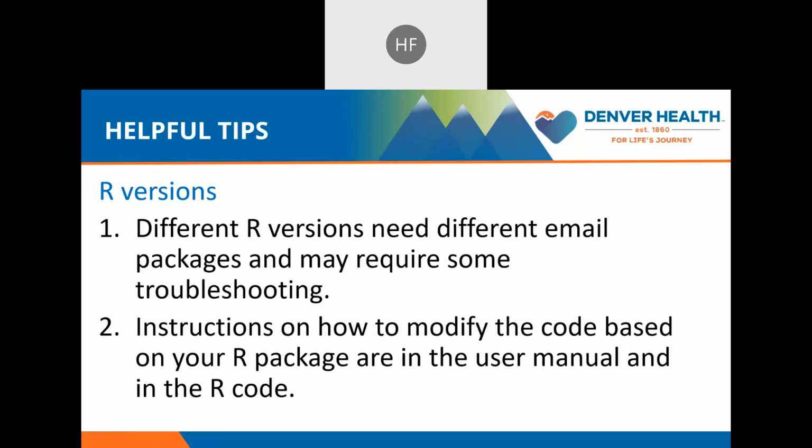There are some helpful things that we've learned along the way. So the first is that there are a ton of different R versions, and the different R versions need different packages. So for example, for automating feedback reports or email packages, you might need to adjust this based on your R version. We have included information on how to do this based on your R version in the user manual, so make sure you check that out and that you're using one of the R versions that's compatible.